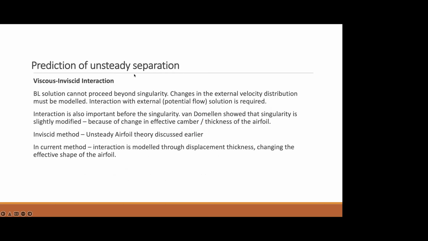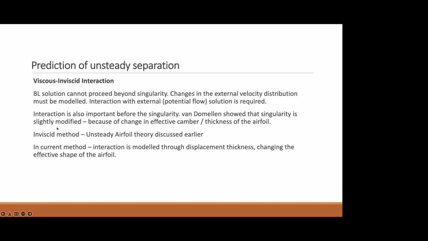So the case that I showed earlier was a very simple test case for a cylinder. So now let's look at how to apply it for an airfoil. For an airfoil, we need to look at viscous inviscid interaction. So we have the inviscid solution on the airfoil, which interacts with the viscous boundary layer solution. Now, as I just mentioned, the boundary layer solution can't proceed beyond the singularity. So that's the point at which the equations stop working. It's not possible to integrate beyond that. So beyond that, it's important to model the interaction. The changes in the external velocity distribution must be modeled, and interaction with the external potential flow solution is required.